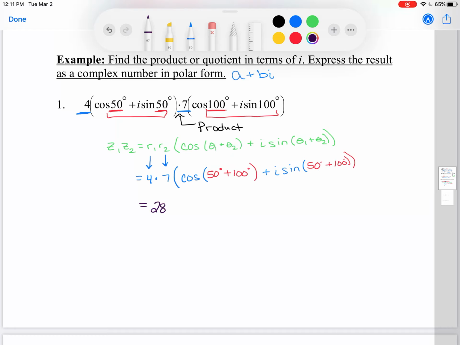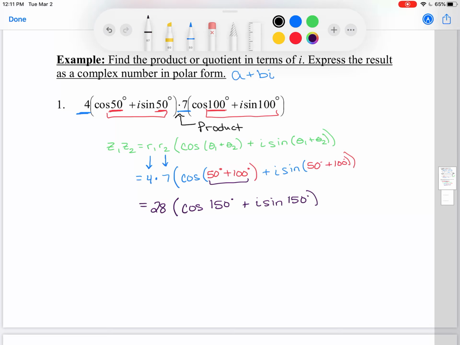So let's go ahead and clean things up really quick. 4 times 7 on the outside there is going to give me 28. When I add my angles together, I'm going to get 150 degrees, which is nice because I know that exists on the unit circle. And then I get sine of 150 degrees. Again, they should match.